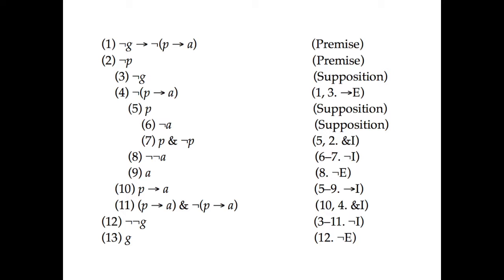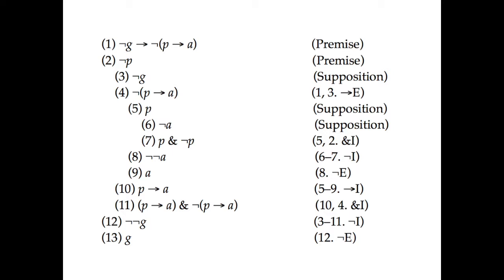And now remember, what I'm trying to do is find a contradiction. And so I would like to be able to prove something that contradicts line 4. In other words, I would like to be able to prove P arrow A. All right? The only way to prove a conditional is to use my arrow introduction rule. And to use that rule, I have to suppose that the antecedent of the conditional is true. So on line 5, I'm going to make another supposition. I'm going to suppose that P.